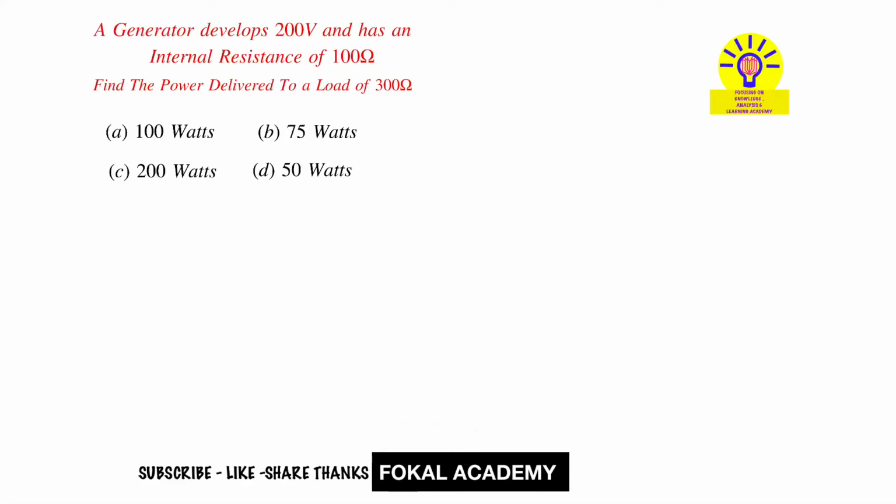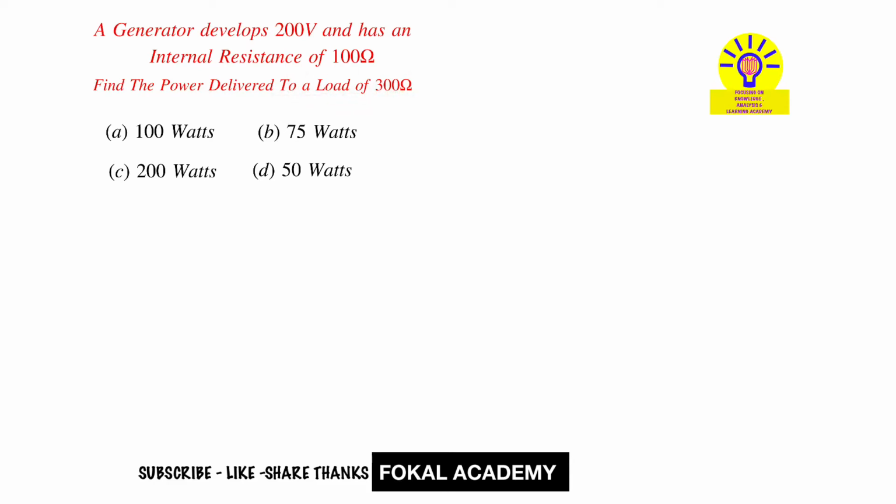See in this problem, a generator develops 200 volts and the internal resistance of the generator is given as 100 ohms. Then find the power delivered to a load of 300 ohms. How can you find the power delivered to the load of 300 ohms?